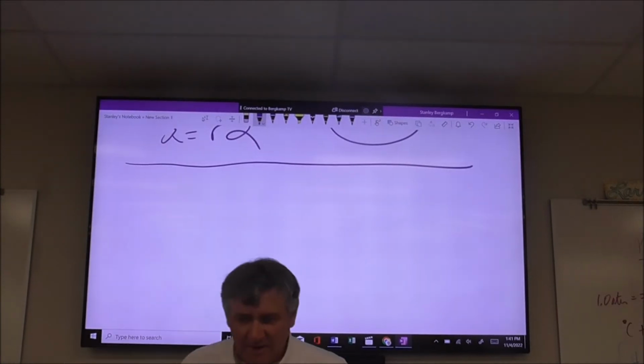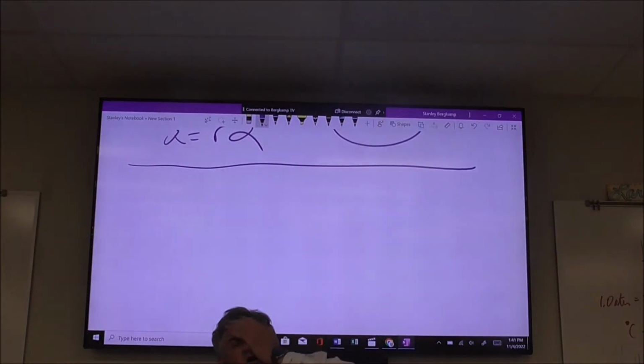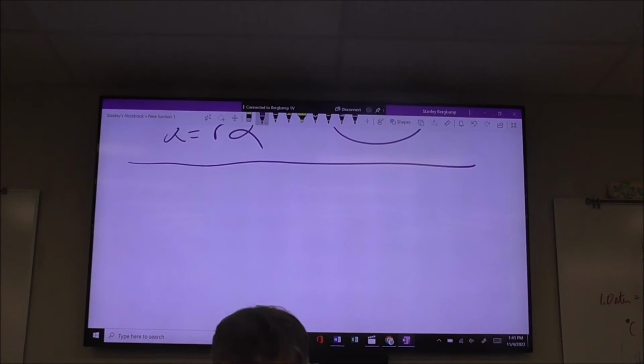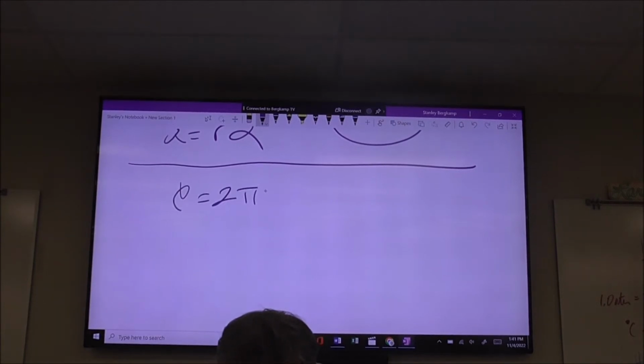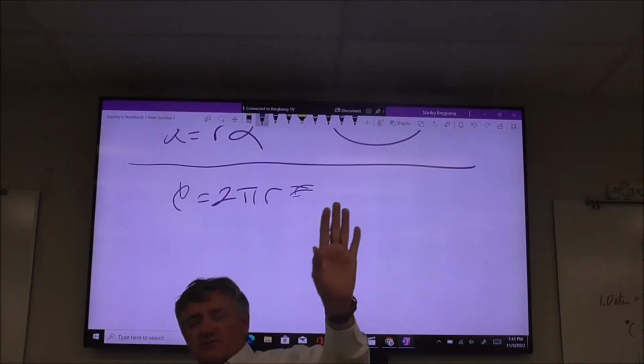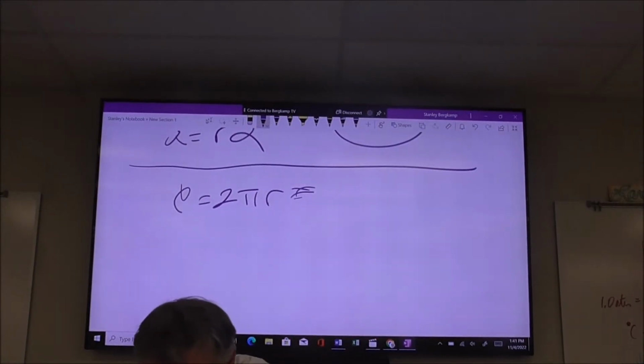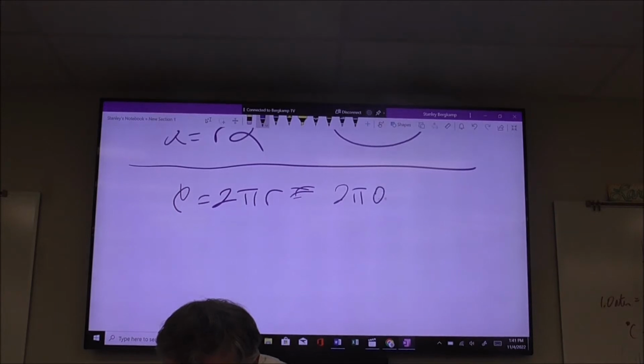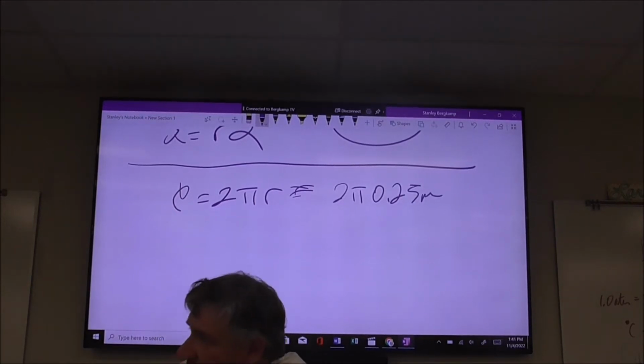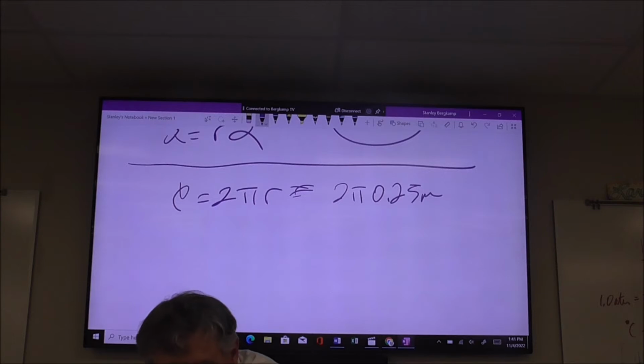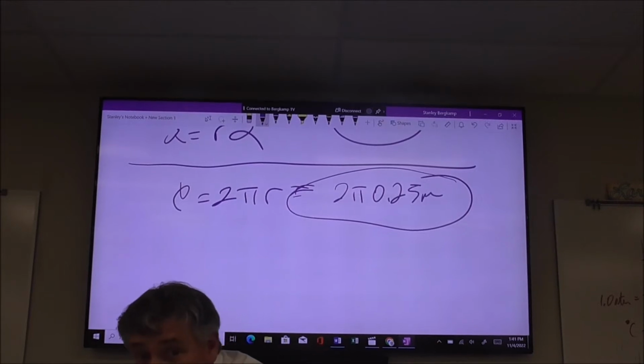So if we're going to find the circumference of the wheel, the circumference is 2 pi r. So if we're just going old school circumference, that's going to be 2 pi times 0.25 meters. Cool? Now, this is where I deviate from the math nerds. The math nerds are going to say, you need to leave that in terms of pi because that's a more precise answer. And they're right.